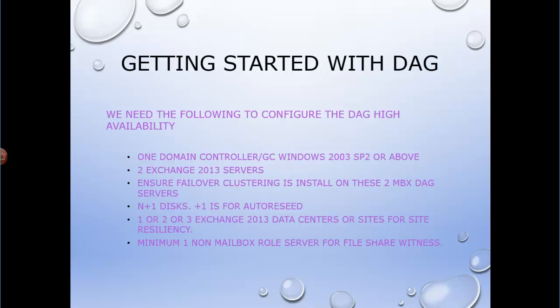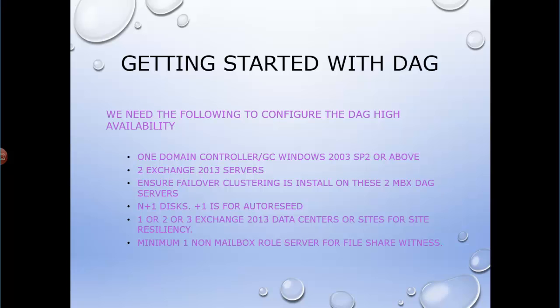So getting started with DAG, what we need to work with DAG is a very simple need. It's not a very hard and fast need. We just need one domain controller which is a global catalog with minimum Windows 2003 Service Pack 2 or above, and 2 Exchange 2013 servers.